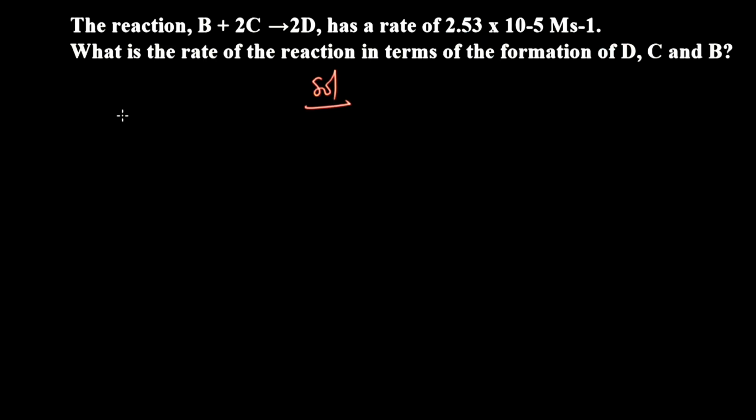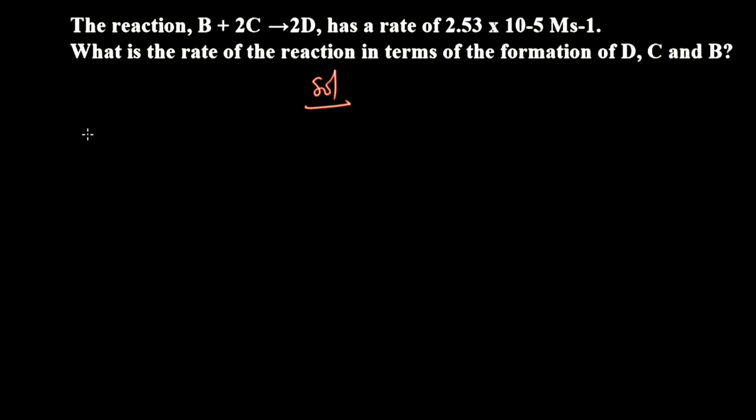So here is a simple quiz. The reaction B plus 2C gives D and has a rate of 2.53 times 10 to the power minus 5. So what is the rate of reaction in terms of formation of D, C, and B?